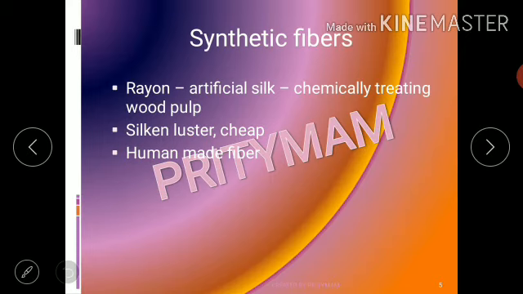In synthetic fibers, we will now be discussing rayon. Rayon is also called artificial silk, and it is made by chemically treating wood pulp. It has a silken luster or shine and is much cheaper than silk. It was the first human made fiber. Since the raw material for making rayon is wood, which is a natural plant product, rayon is considered a semi synthetic fiber.